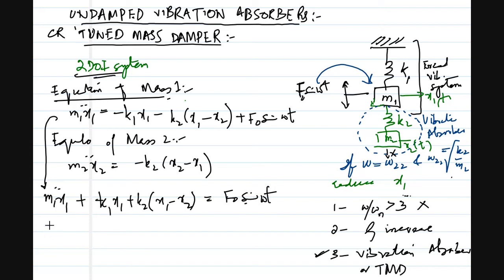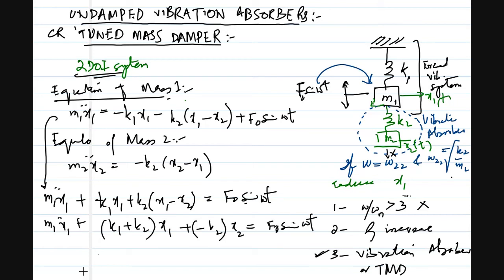Clear? So separating the x1 and x2 terms, we have plus (K1 plus K2) times x1 plus minus K2 times x2. It's the same thing that we did last time, equals F naught sine omega t. The only difference is that now the right hand side has some force.